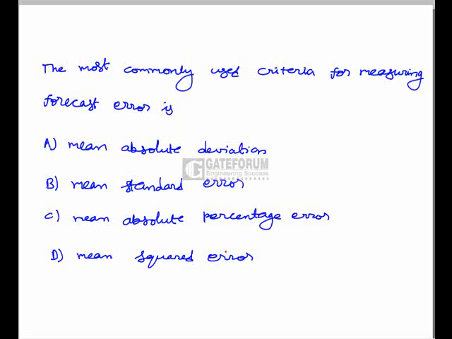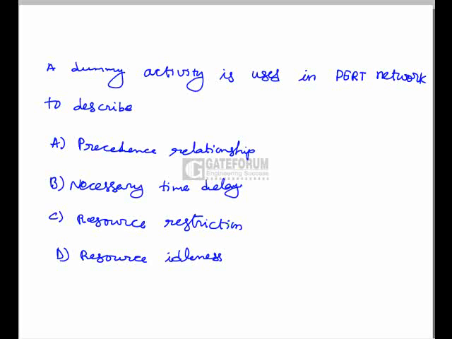The most commonly used criteria for measuring forecast error is. Here the options are mean absolute deviation, mean standard error, mean absolute percentage error, and mean squared error, and in the options the right answer is mean absolute deviation. A dummy activity is used in PERT network to describe. Here the options are precedence relationship, necessary time delay, resource restriction, resource idleness. Here the right answer is precedence relationship.